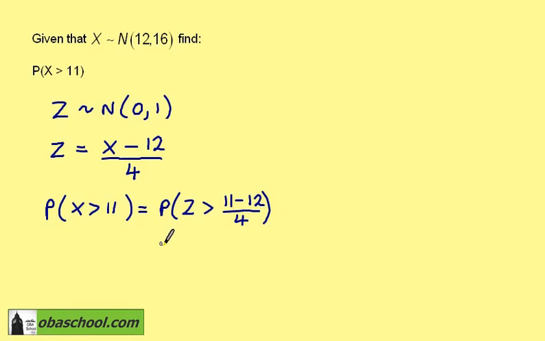Note that we've done the same thing to both sides of the inequality. Z is x minus 12 divided by 4, and we've also done 11 minus 12 divided by 4. This is the probability that z is more than minus 0.25.